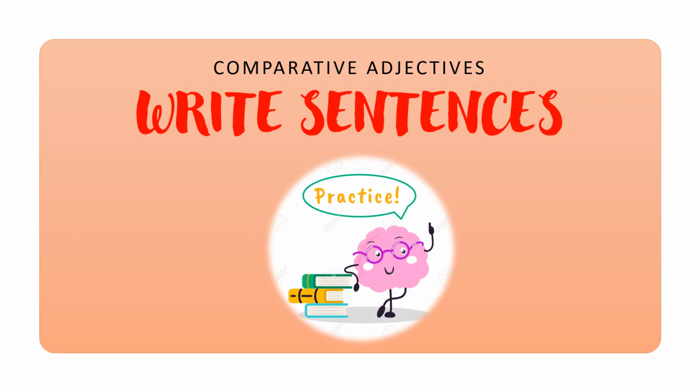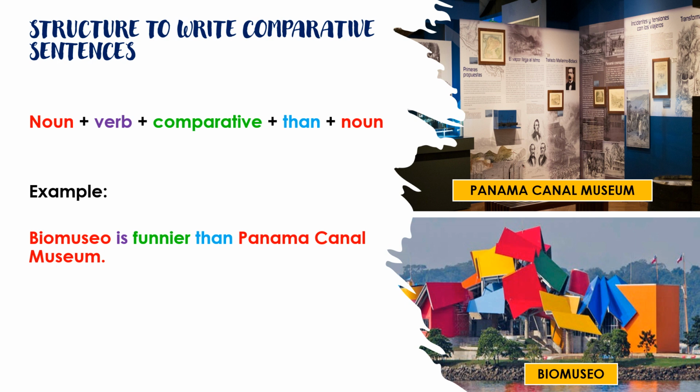Now that we have practiced all the adjectives in the comparative way, we're going to write some sentences you can do by yourself at home. Here we have the structure to write a comparative sentence. First of all, we're going to pick our noun. In this case, we have two nouns here, the Panama Canal Museum and the Biomuseo.